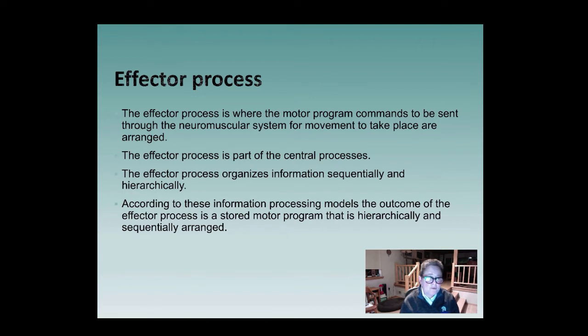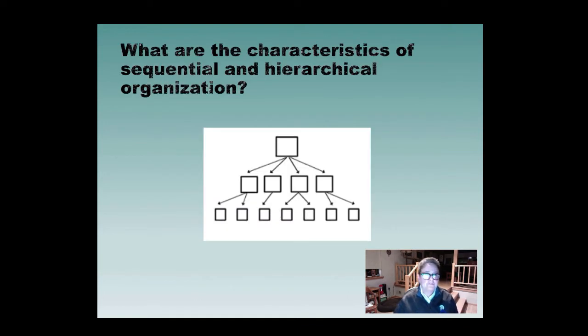These motor programs, I want you to consider, are still part of the central processes. The Effector process also organizes information in a sequential and a hierarchical fashion. According to these information processing models, the outcome of the Effector process is a stored motor program that is hierarchically and sequentially arranged. So what does it mean to be sequential and hierarchical?